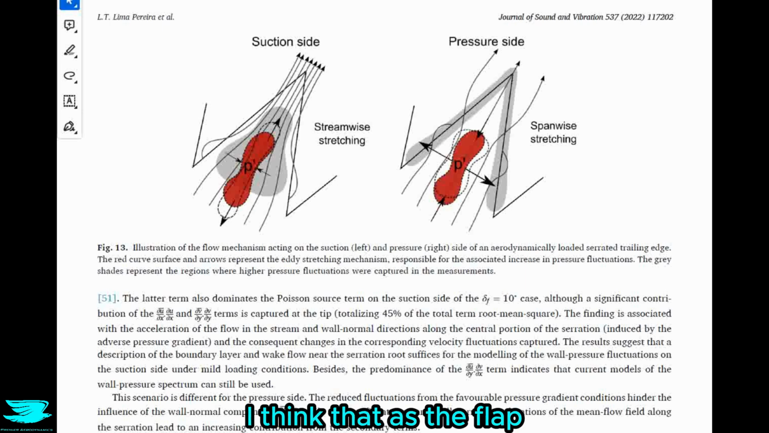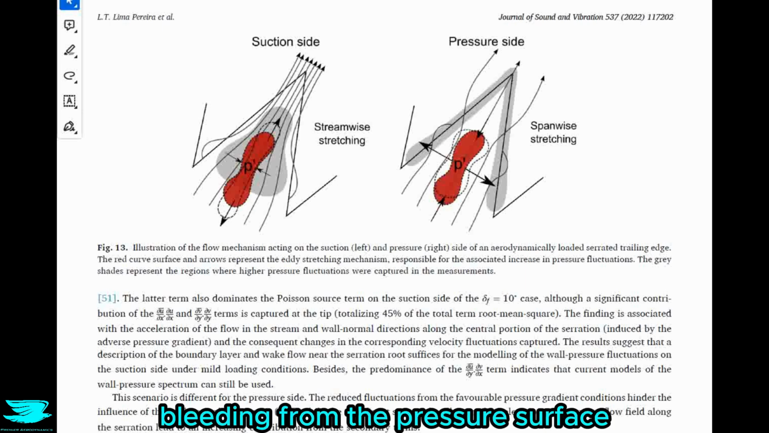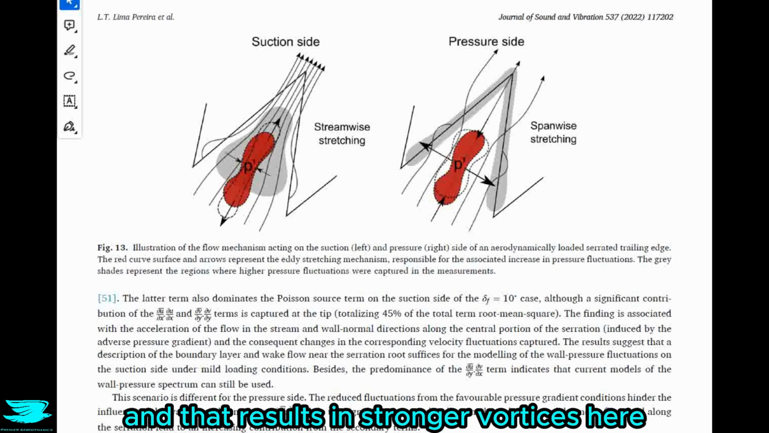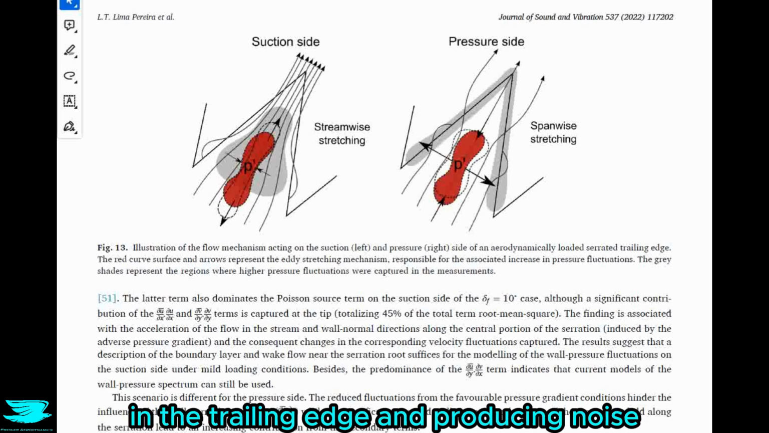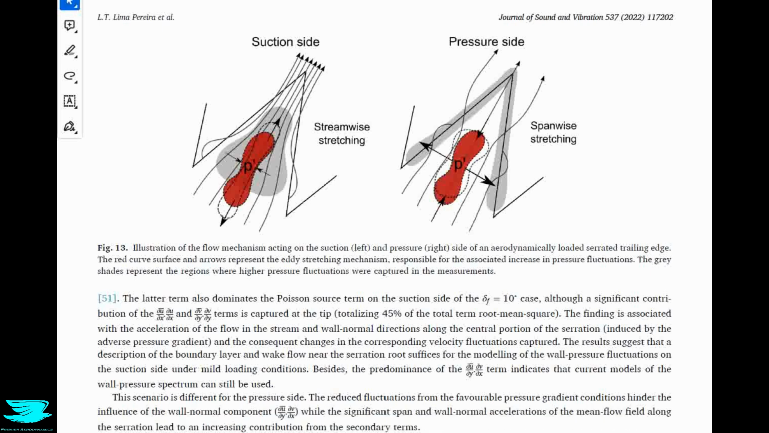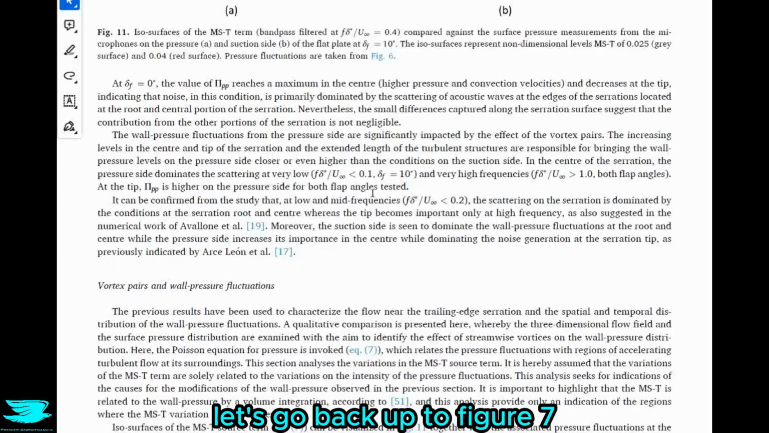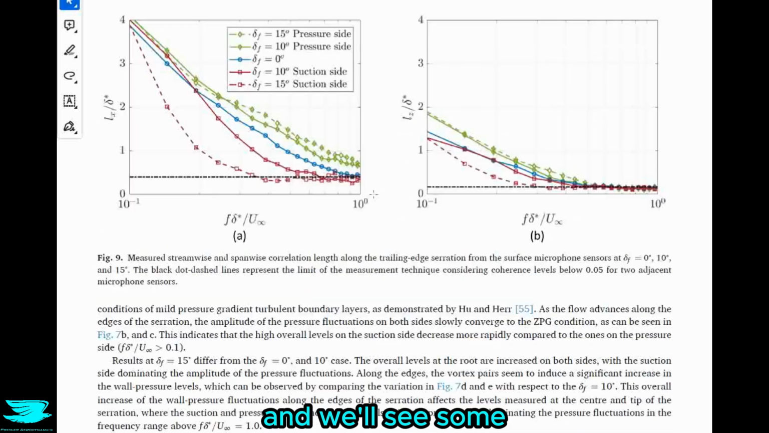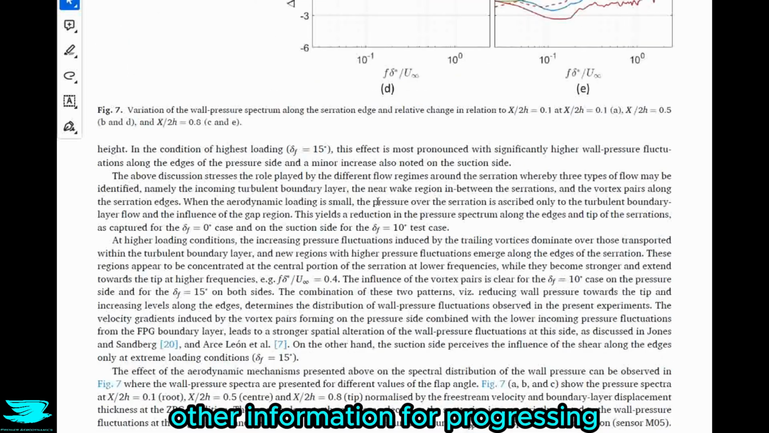So I think that as the flap angle deflects more and more, we get more and more air bleeding from the pressure surface to the suction surface, and that results in stronger vortices hitting the trailing edge and producing noise. Let's go back up to figure 7, and we'll see some other information before progressing.